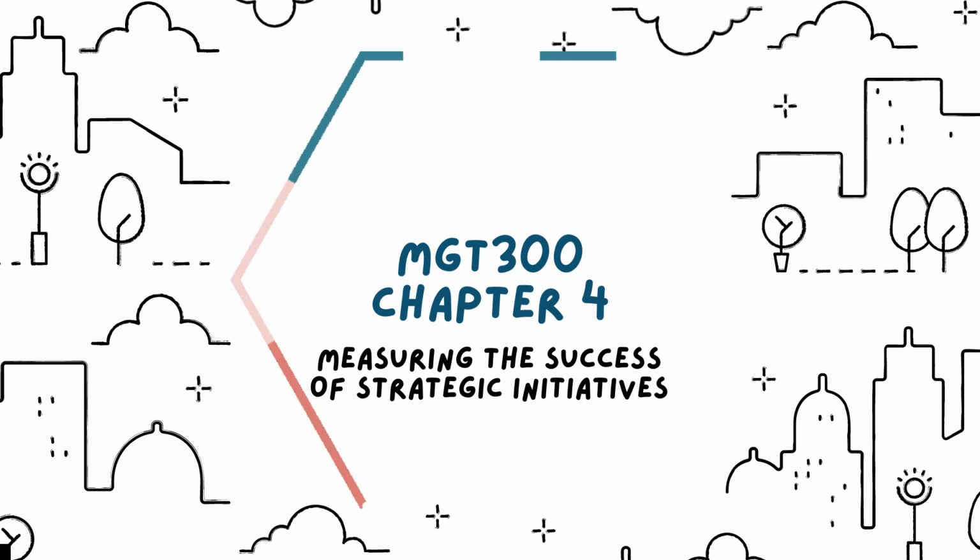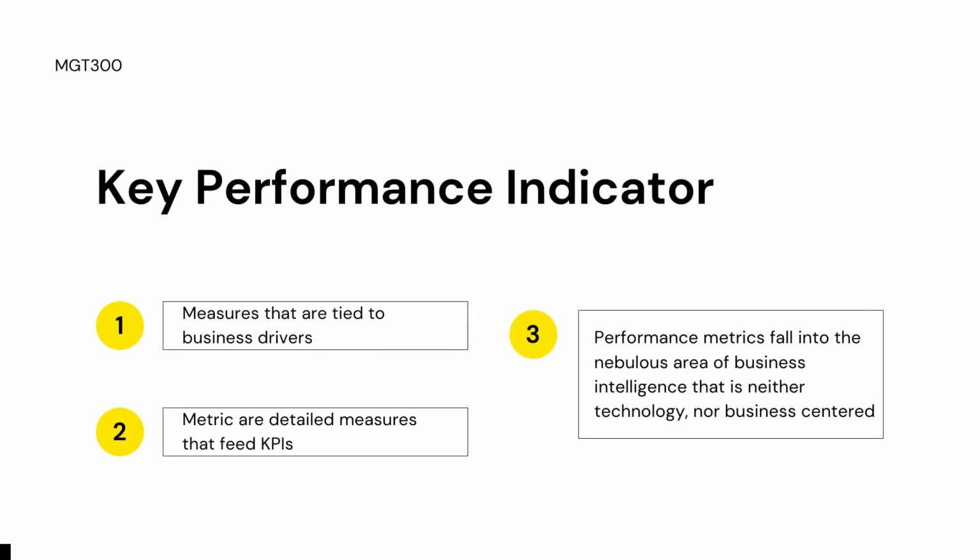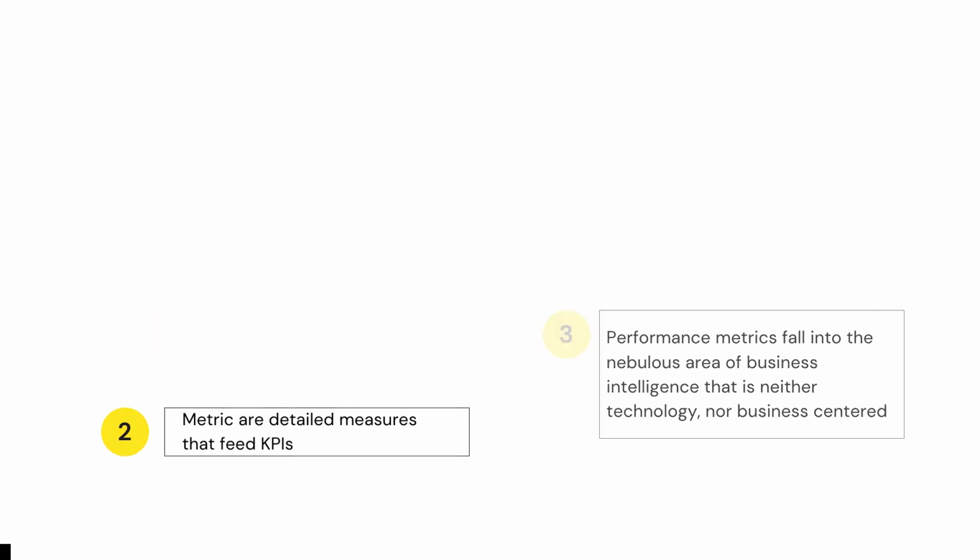So our next chapter is chapter 4, Measuring the Success of Strategic Initiative. Key Performance Indicator. Key performance indicators are measures that are tied to business drivers. Metrics are detailed measures that fit KPIs. Performance metrics fall into the nebulous area of business intelligence that is neither technology nor business-centered, but requires input from both IT and business professionals.